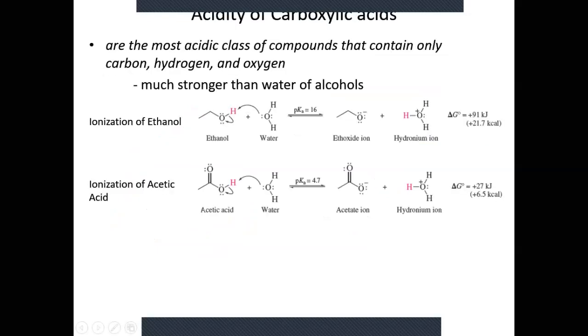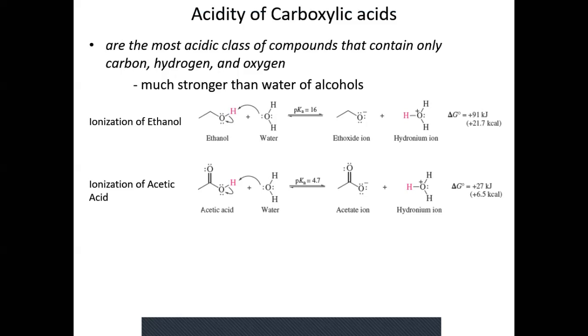So let's talk about how a carboxylic acid gets its acidity. We always say that carboxylic acids are acidic because they have carbon, hydrogen, and oxygen for the carboxylic group, and we say that it's much stronger than water or alcohols. But alcohol also has carbon, hydrogen, and oxygen, and alcohol also has a hydrogen attached to an oxygen. So what makes a carboxylic acid a lot more acidic than an alcohol?